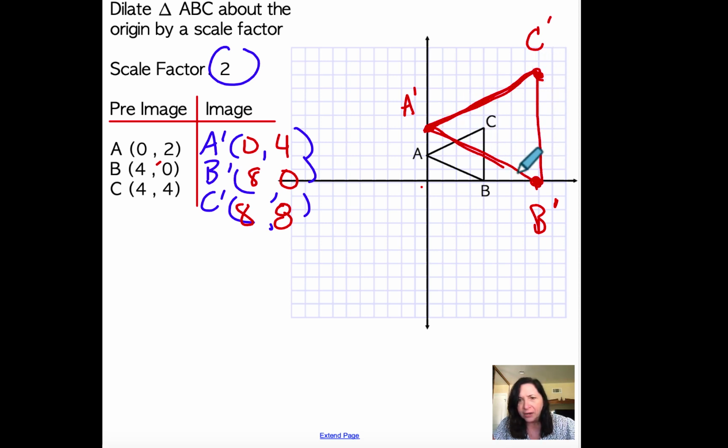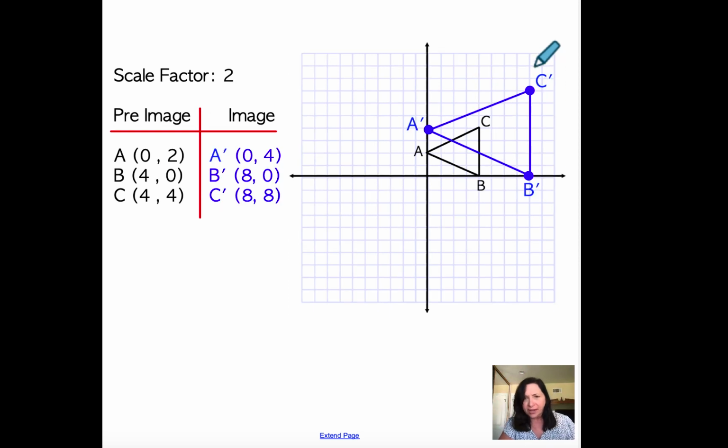And so this right here is my enlargement, and this is my scale factor of 2. I doubled it. And I can triple it. I can quadruple it. You can do a lot of different things here. You're just making it larger.